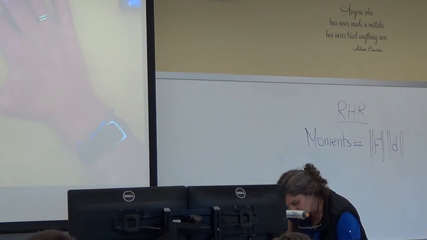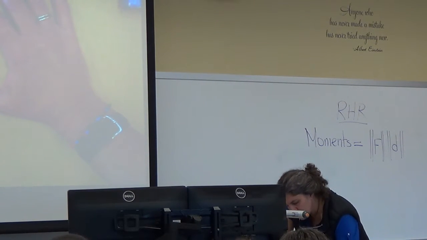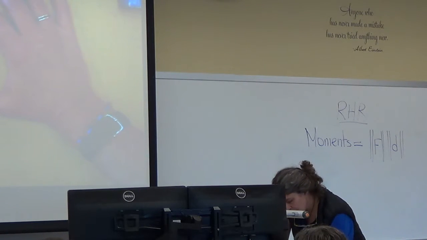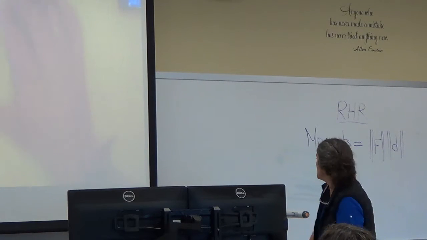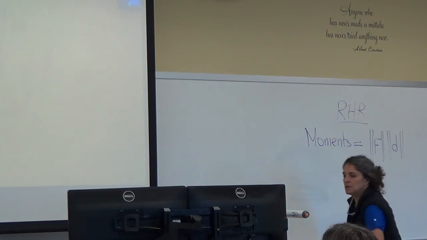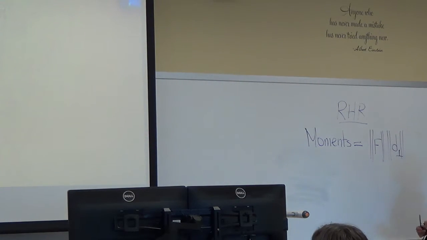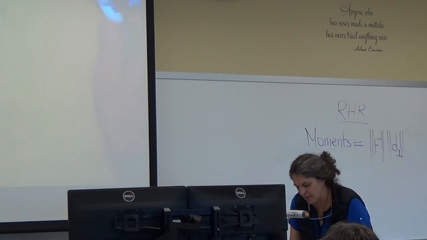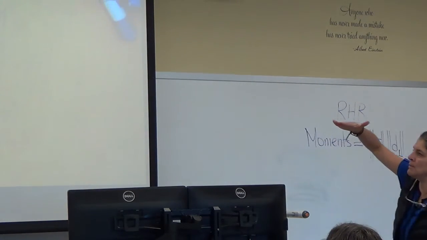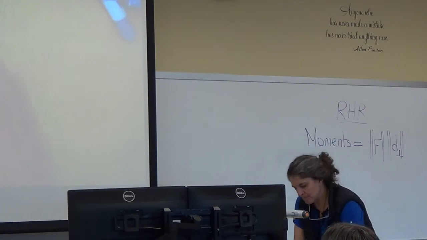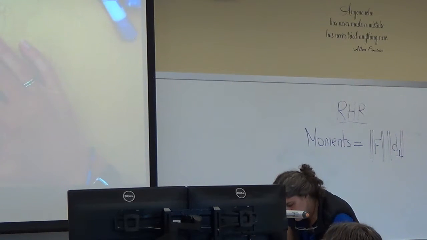Okay, how about number 2? Trying to find the moment about A. 150 times 7. Why 7? Because that's the perpendicular distance. It should be the perpendicular distance between the force and the point I'm trying to find the moment about. Positive or negative? Fingers go in the direction of force. Palm goes towards A. What did you get? Positive. Okay, next.